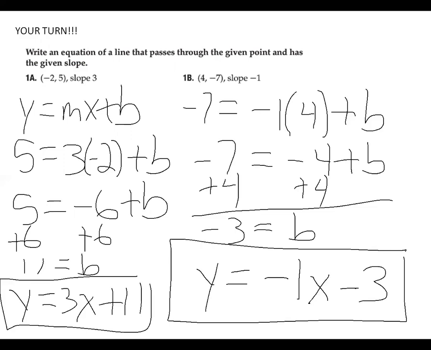Okay? And you could check these to see if they work. Just plug the point in and see if it makes a true statement. So if I put in 4 here for x, I'd have y equals -4 minus 3, which is -7, and y does equal -7. In this case, if I plug in -2 for x, I have 3 times -2, which is -6, plus 11, which would give me 5. So it would be y equals 5, and that's what the value of y is there. All right?